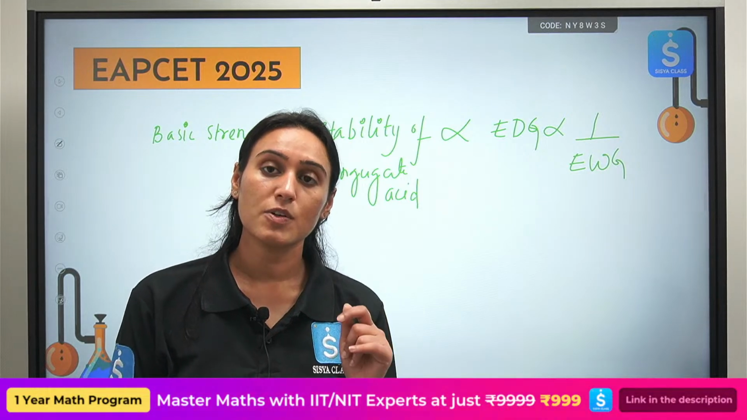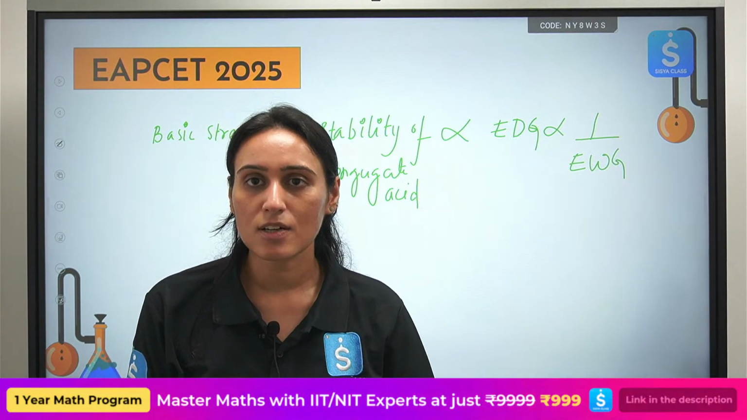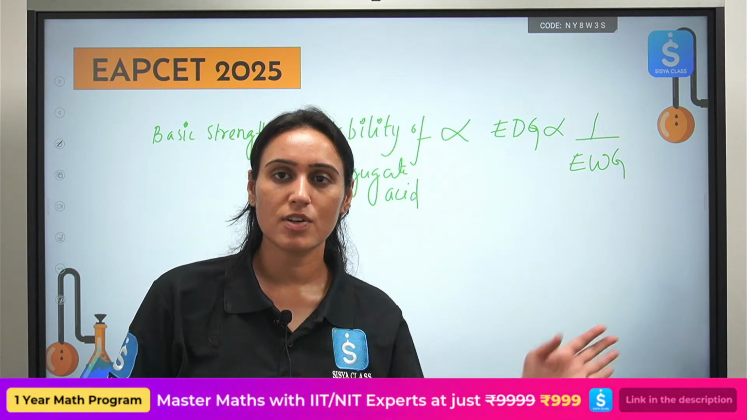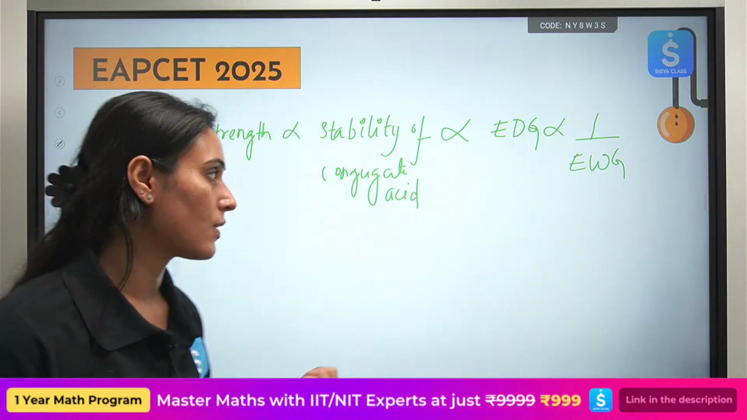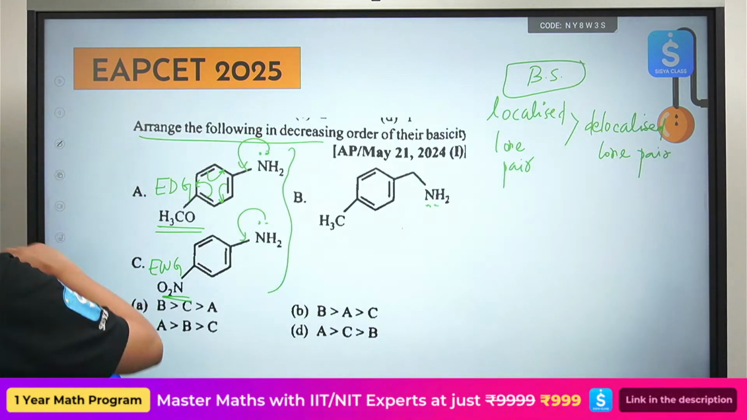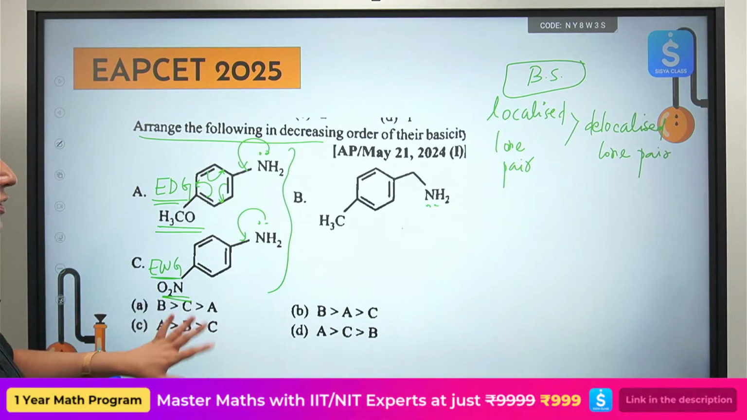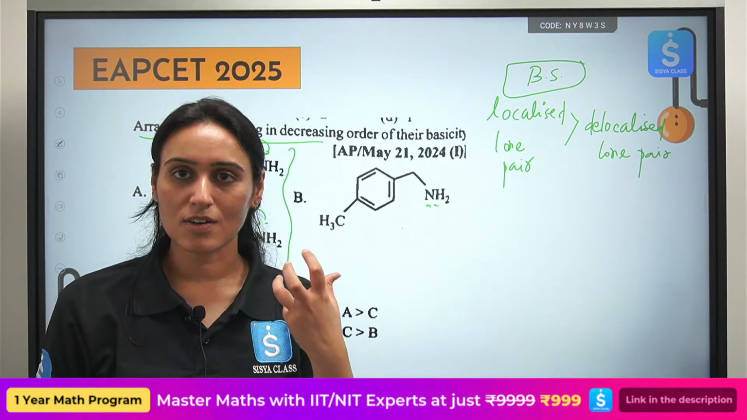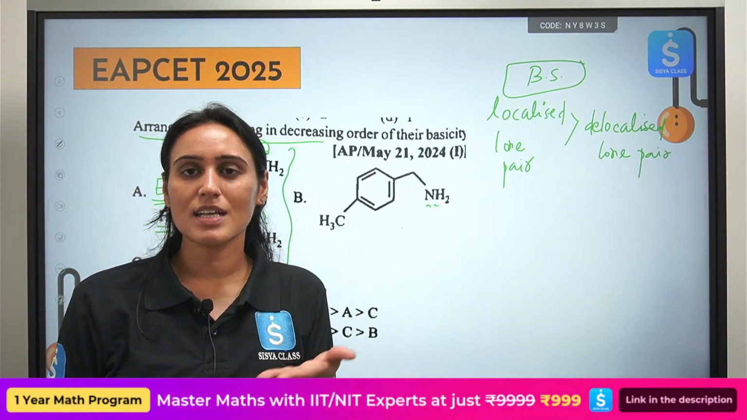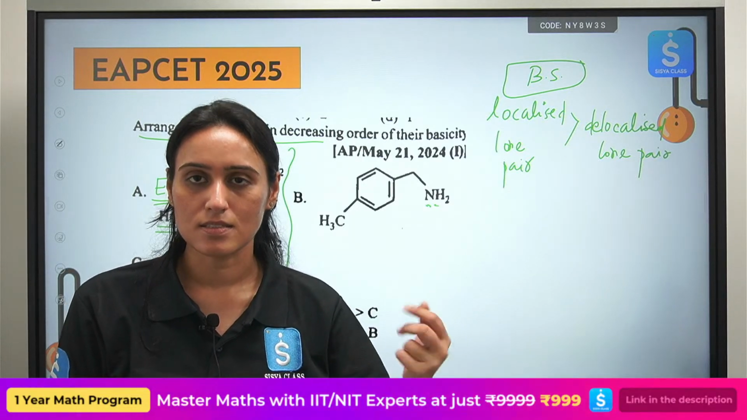So what type of groups will favor us? Electron donating groups. What type of groups we have to stay away from? Electron withdrawing groups. Come back to the question. This one is electron donating, good for us. This is electron withdrawing, we want to stay away. It will withdraw the electron density. If it withdraws the electron density, how will we donate it to someone else, right?